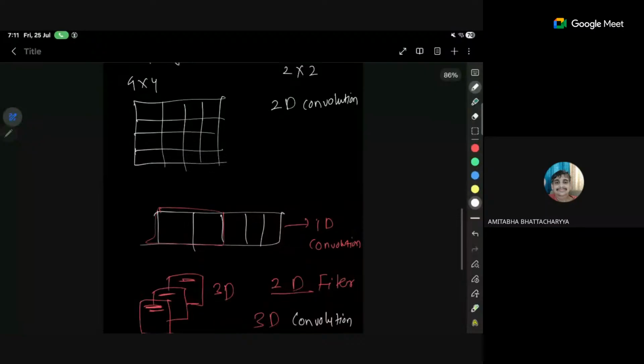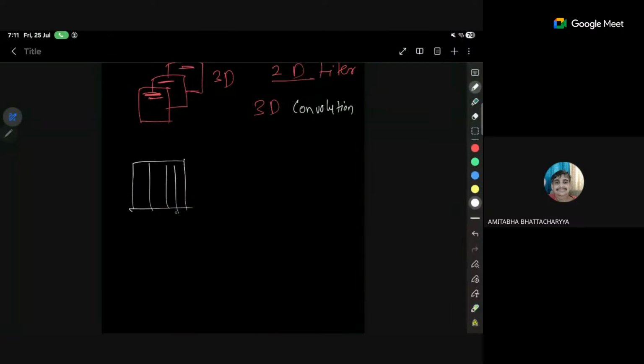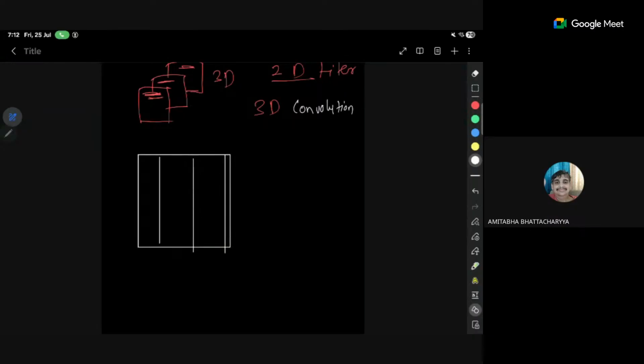Now we'll see what we'll do with RGB later on, but as of now, we'll continue with a 4 cross 4 image. Let's say I have something like this, and let's say I have a filter of 2 cross 2. Now I'll put that filter here, because I want to extract features out of it.